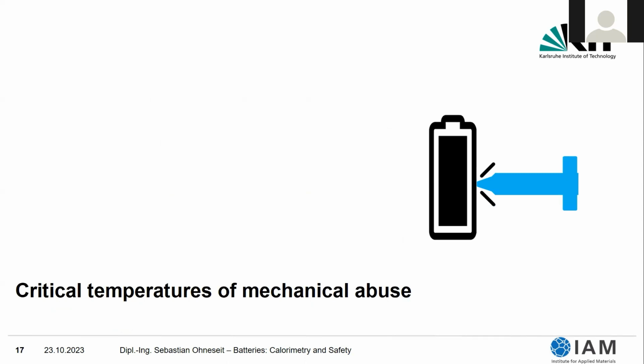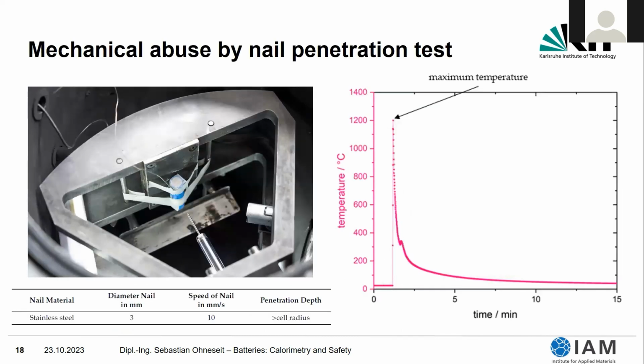Now let's go away from the thermal abuse test and go to mechanical abuse testing. This was done by nail penetration test, and on this picture you can see the setup of our test. So this is happening inside a much larger calorimeter. You have the battery here with the thermocouple and the nail penetration device here, and we are also filming the experiment. We have a stainless steel nail with a diameter of 3 millimeters and a speed of 10 millimeters per second. That is at least beyond the cell radius put into the battery.